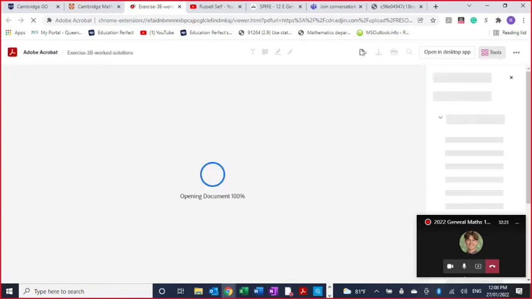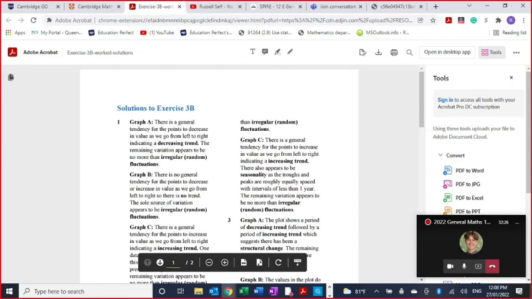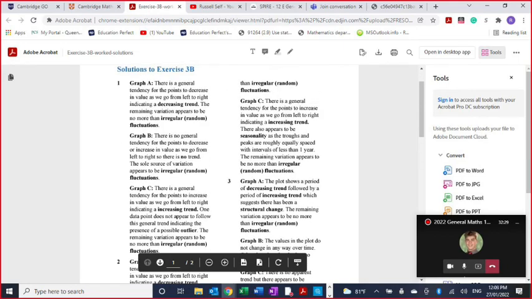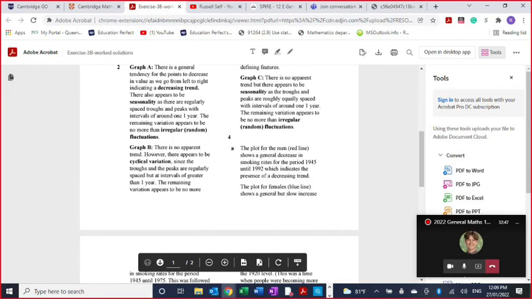So let's see how they define these. Sorry, just take a moment to load. Okay. So graph A, there's a general tendency to decrease in value from left to right, and there appears to be some irregular, the remaining variation appears to be no more than irregular fluctuations, okay? So decrease from left to right, so decreasing, and seasonality, which is what we said, okay? There were no really regular ones. So just look and see what they have to, if you can justify it, then you can say it, but be sure that you can justify it.